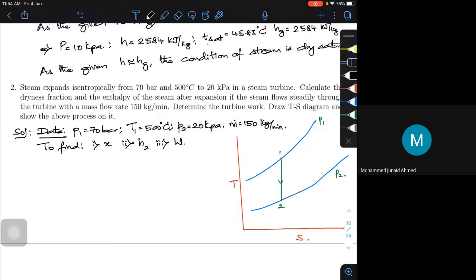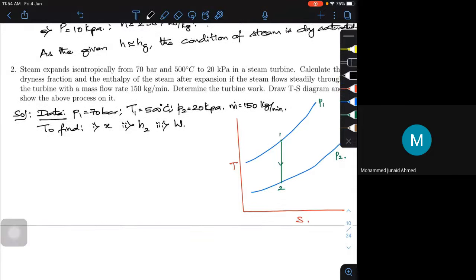Now let us try to solve this problem using steam tables. Let me call it case 1, using only steam tables. Go to your steam tables corresponding to the pressure P1 equal to 70 bar, and tell me these values.